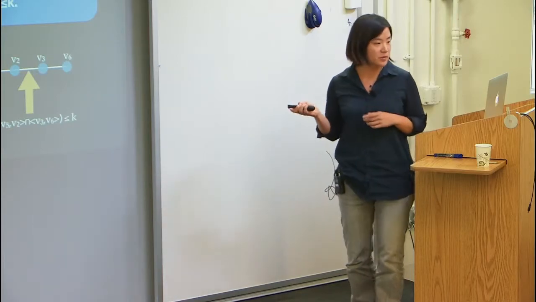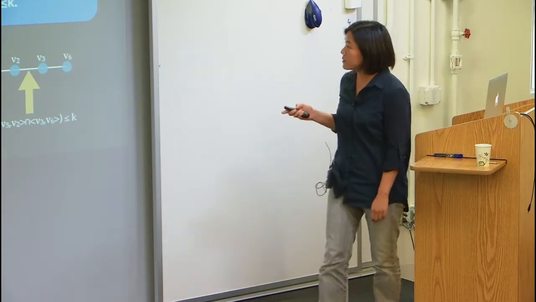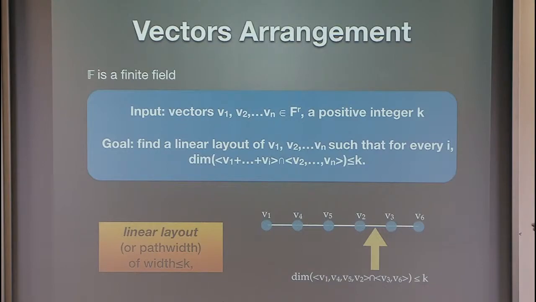Okay, so the problem is clear, right? This is the problem that we consider through the whole work. Such a linear layout is said to have width at most k, and this is equivalently the pathwidth of the matroid represented over the field F.